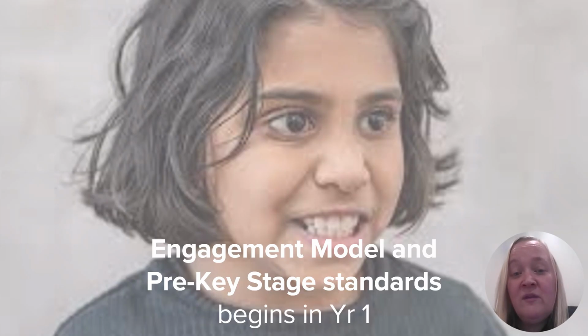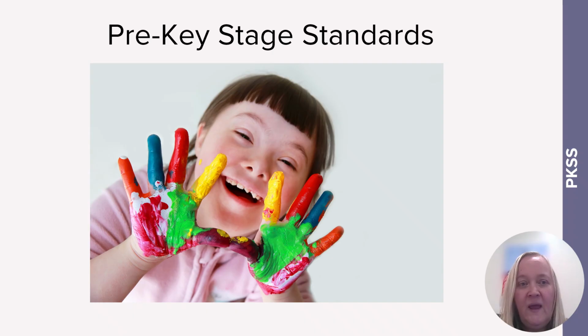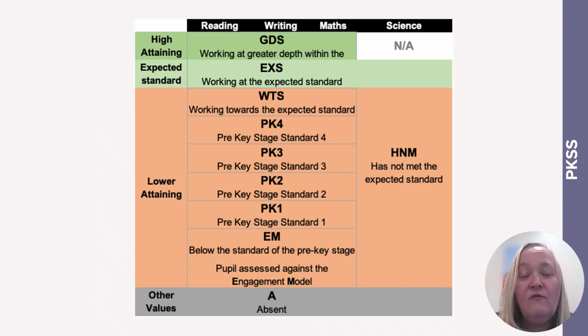The engagement model and the pre-Key Stage standards both begin at year 1. No early years assessment should be used at this age. Now let's have a look at the pre-Key Stage standards. From 2021, P-scales were not used and we now use the pre-Key Stage standards which can be seen here. Please note if they are not achieving the pre-Key Stage standards, students are working at the engagement model, and if they are working above the pre-Key Stage standards, they are working at national curriculum level.